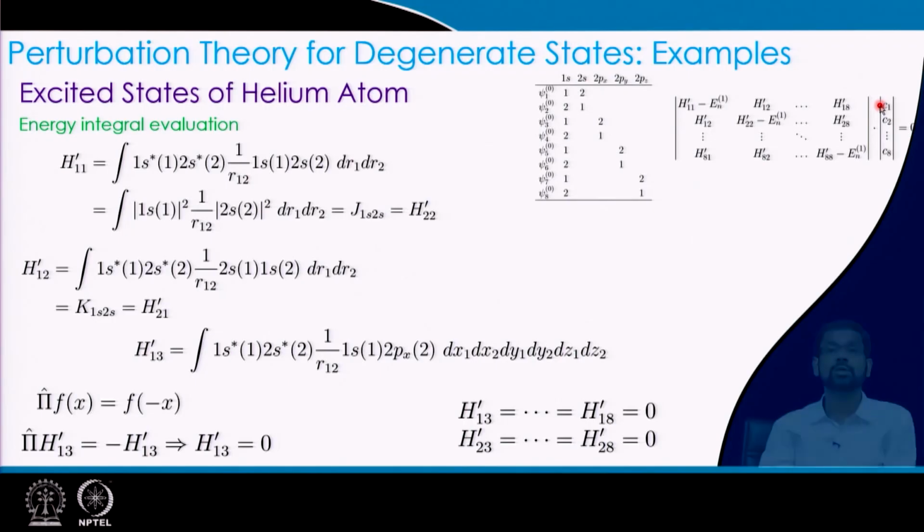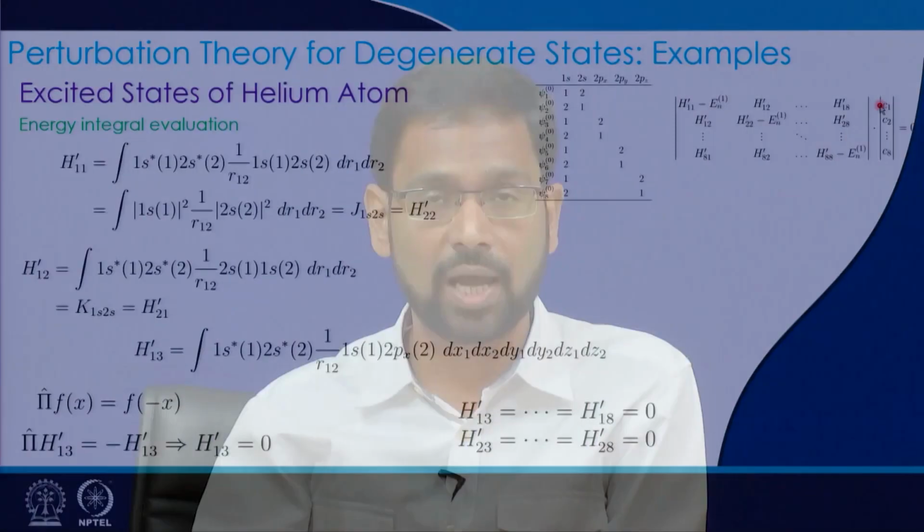So in this lecture we discussed degenerate perturbation theory. We discussed why we require a different formulation of perturbation theory for degenerate states. We also learned how to approach perturbation theory for degenerate states, and we are in the middle of discussing degenerate perturbation theory for the excited states of the helium atom. We will continue our helium atom excited state exercise in our next class.